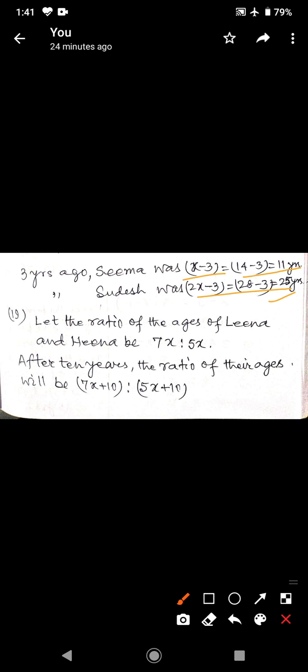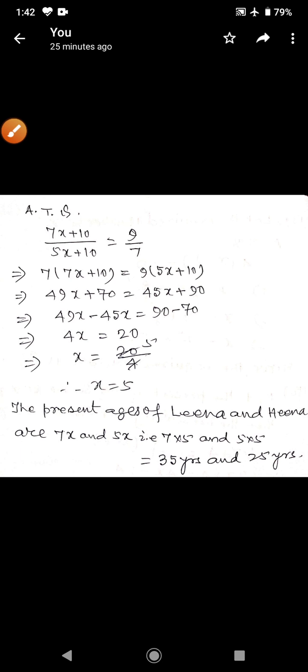Question number 19. The ages of Lena and Hina are in the ratio 7:5. 10 years hence, the ratio of their ages will be 9:7. Find their present age. Let the ratio of ages of Lena and Hina be 7:5. After 10 years, the ratio of their ages will be 7x plus 10 : 5x plus 10. According to the question, 7x plus 10 by 5x plus 10 equal to 9 by 7.